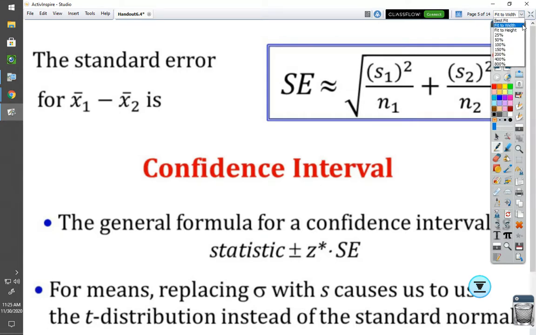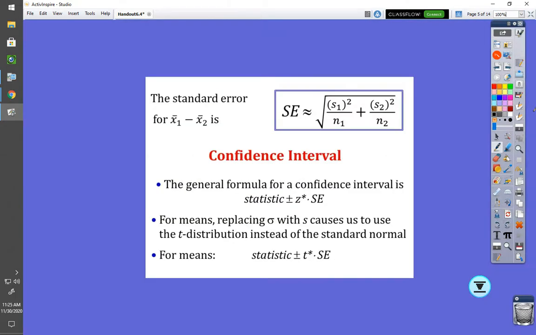I'm going to change my window just a little bit so I can see a little better here. It says the standard error for x bar 1 minus x bar 2 is the calculation that we just went through. A confidence interval's general formula says to take the statistic, your center point, multiply it times z star, and multiply that against the standard error. We'll add and subtract those values. We've done that in the past for populations, and we did it in the past for single means. It says for means, replacing sigma with s causes us to use a t-distribution instead, meaning that we'll take the same test statistic, but we'll multiply it times t star, and we'll still use the standard error. By the way, I will show you how to find t star on your calculator, but on examinations, you'll be given the t star value for use.